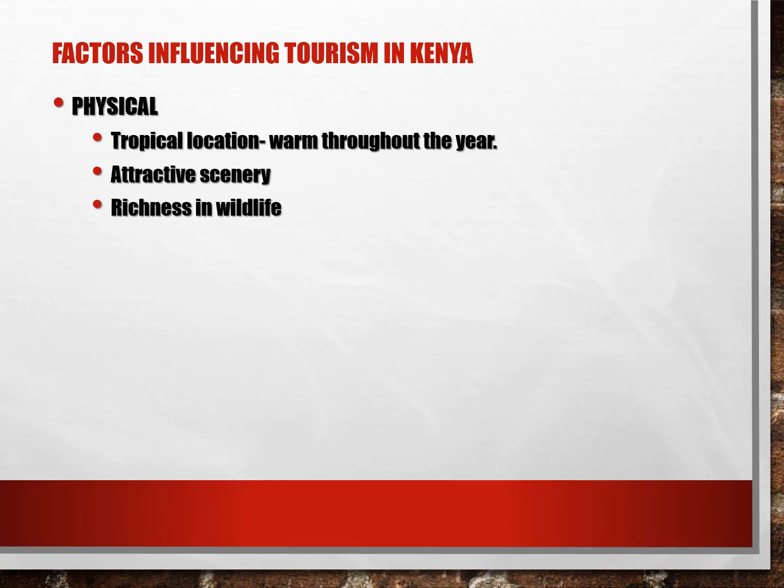Number 2 is attractive sceneries. We have very many sceneries in this country, ranging from the Rift Valley to beautiful mountains to volcanoes to lakes and all manner of attractive sceneries across the country. Then we have a very rich diversity of wildlife, ranging from the big 5, elephants, the buffaloes, the giraffes, the wild beasts, and very many other wide range of animals that cannot be found anywhere else in this world.